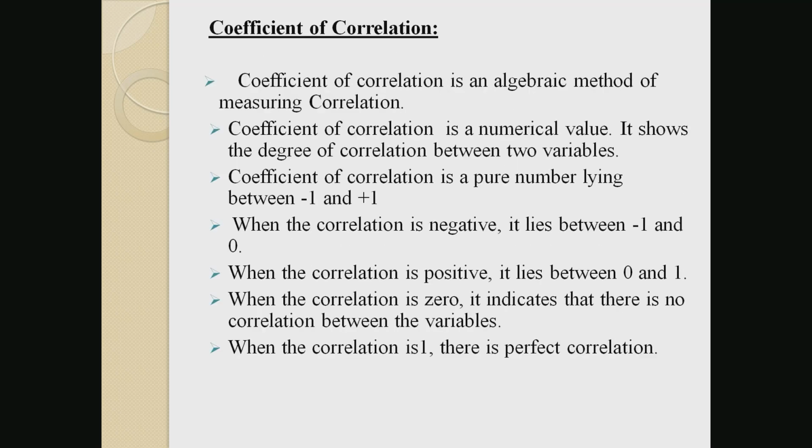Okay, coefficient of correlation. It is a pure number, and it always lies between -1 and +1. When correlation is negative, it lies between -1 and 0. When the correlation is positive, it lies between 0 and 1. When the correlation is 0, it indicates that there is no relationship between the variables.